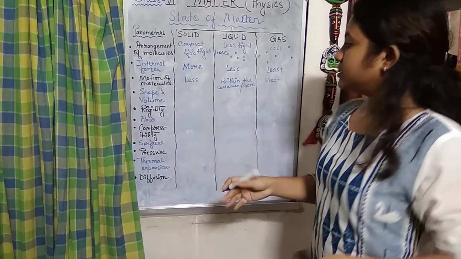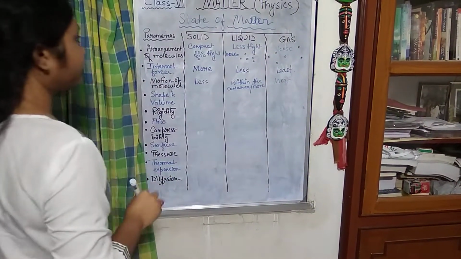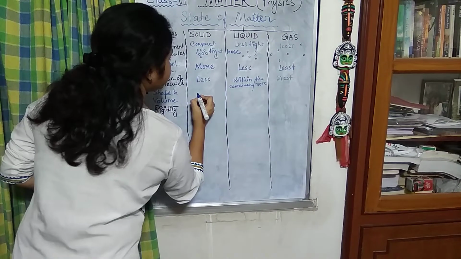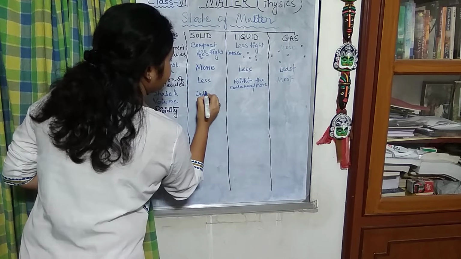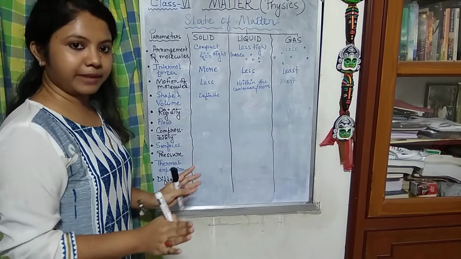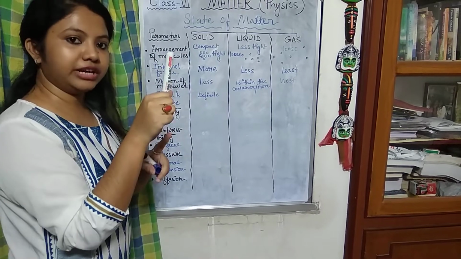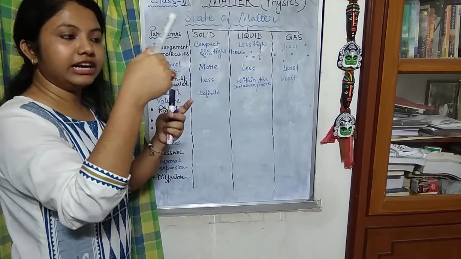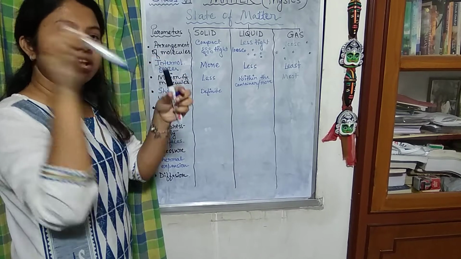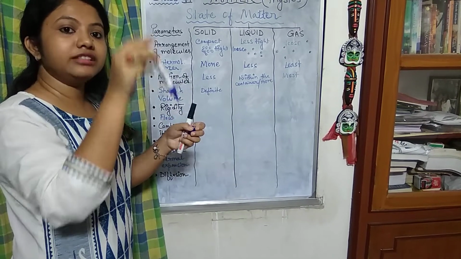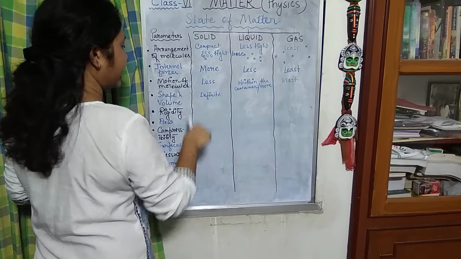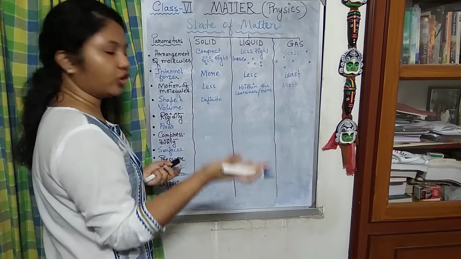Now talking about shape and volume. It is very clear that solids have definite shape and volume. This marker is a solid because it has a shape and it has some volume in it. Volume is the space that the mass is containing. So the matter is containing space, and there comes the idea of volume.